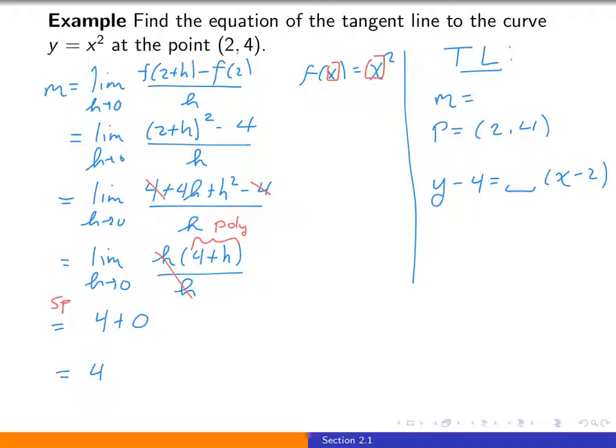So what we have found is that the slope of the tangent line at the point (2, 4) is 4. So substituting that into the point-slope form of the line, we have the equation of our line. And if you go ahead and put this in slope-intercept form, which we certainly can, you would have 4x minus 8 plus 4 on the right. So this simplifies down to y equals 4x minus 4, which will be the equation of the tangent line.